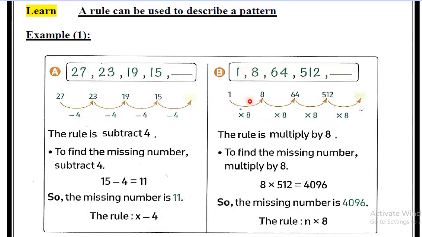So here our rule is times 8. 1 times 8 we will get 8. 8 times 8 we will get 64. 64 times 8 we will get 512. So the rule here is multiply by 8.